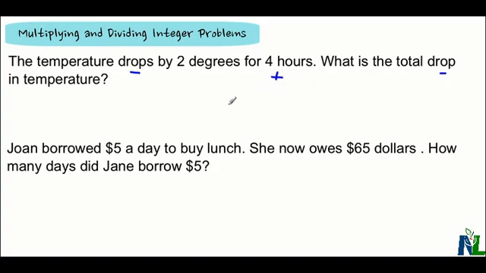So if I'm dropping by 2 degrees for 4 hours, I could represent that with a multiplication statement. Okay, negative 2 times positive 4. So dropping by 2 degrees for 4 hours. Let's use our rules here. Negative times a positive is a negative. 2 times 4 is 8. So the total drop in temperature was negative 8 degrees.